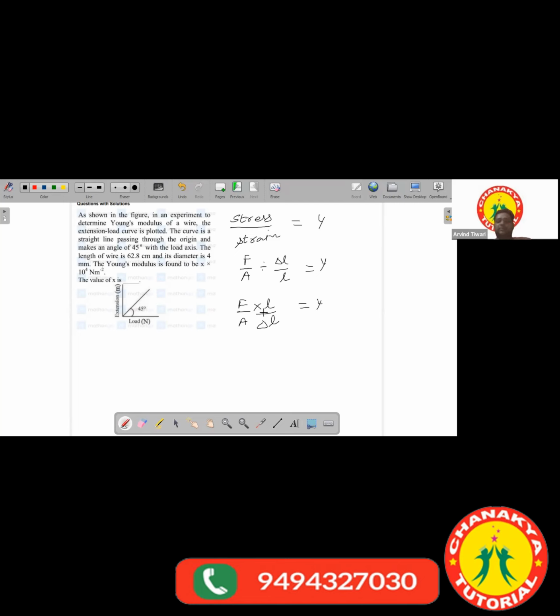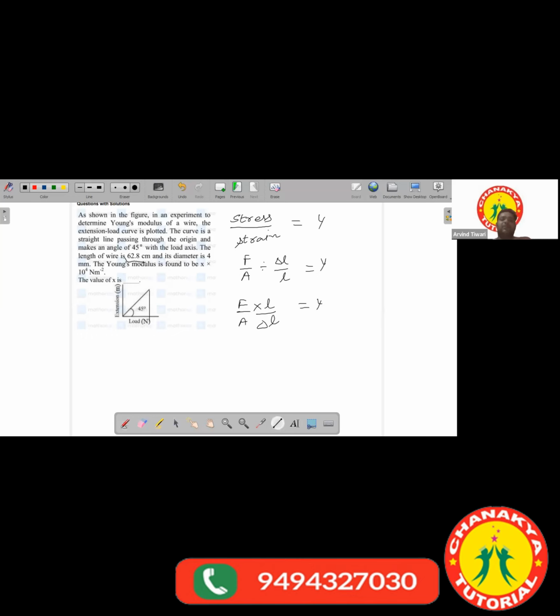Area and length are given to you. The length of the wire is given as 62.8 centimeter, and area you can find since the diameter is given as 4 mm. So you just need to find out everything. Now, if you observe from this graph, there is a 45-degree angle between extension and load.